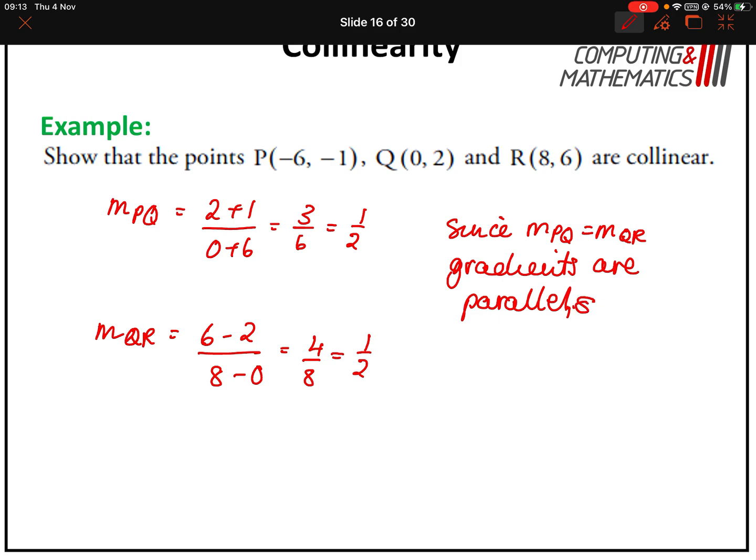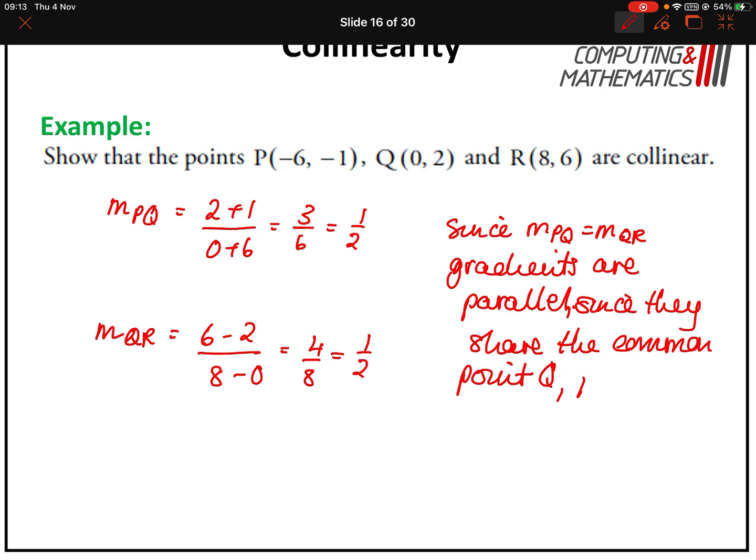Since they share the common point Q, points P, Q and R are collinear.